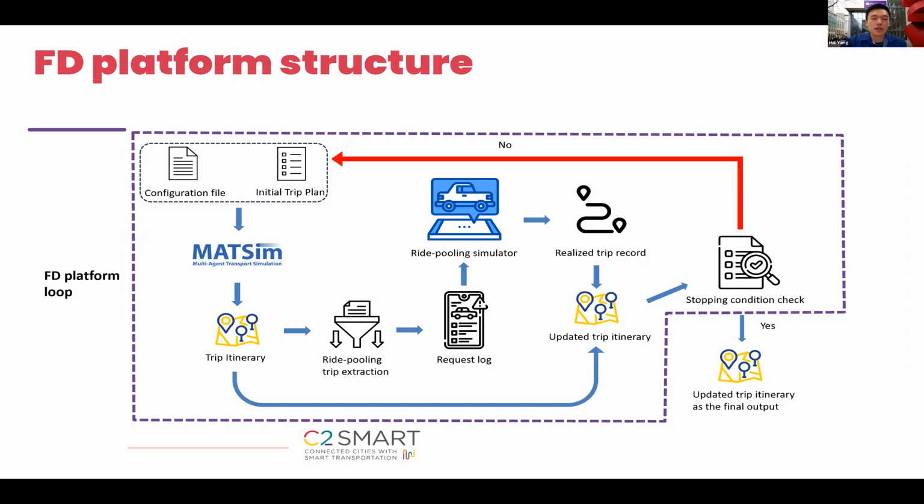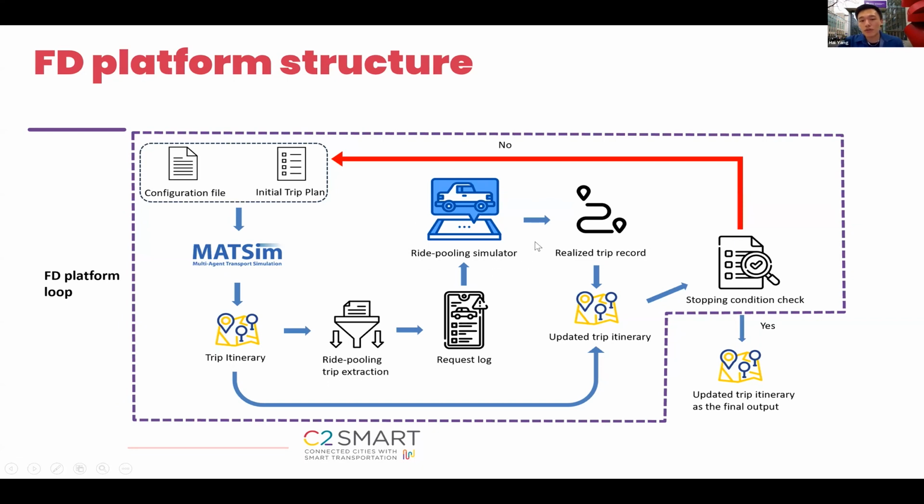So when we get the initial estimation of the trip itinerary, which contains all the details of the trips that each agent participates in, we will extract the ride pooling trips, in our example, because we are focusing on the ride pooling simulator. We will extract the ride pooling trips from the trip itinerary to get all the information needed to create a request log. It will be a list of all the trips requesting the ride pooling service, and we submit that into the ride pooling simulator, combined with other needed documents, which will be explained in the following slides.